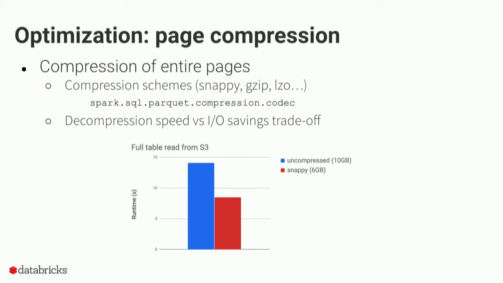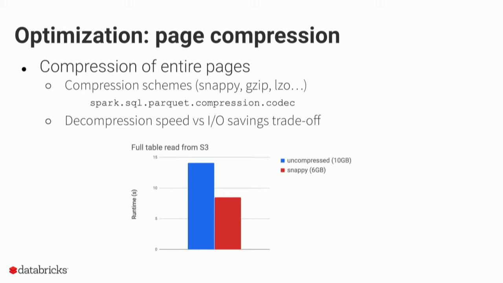Simple 10 gigabyte data set. I put it on S3 and then just do a Spark read Parquet collect on the entire thing. And when you have the data in the uncompressed form, it takes about 14 seconds to read. And if you have the exact same data set compressed using Snappy, and it's 6 GB, the actual query, just reading the data, takes around 8 or 9 seconds, which is quite a significant difference, right?